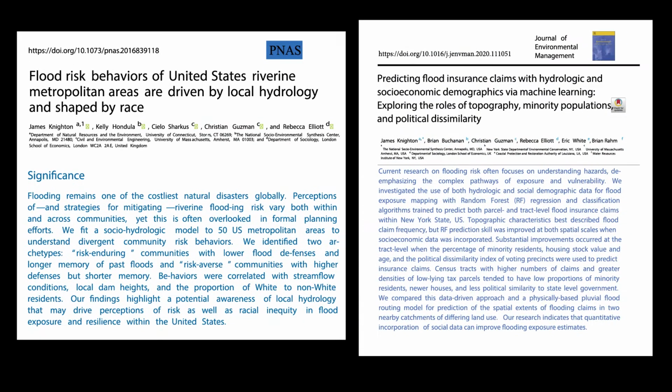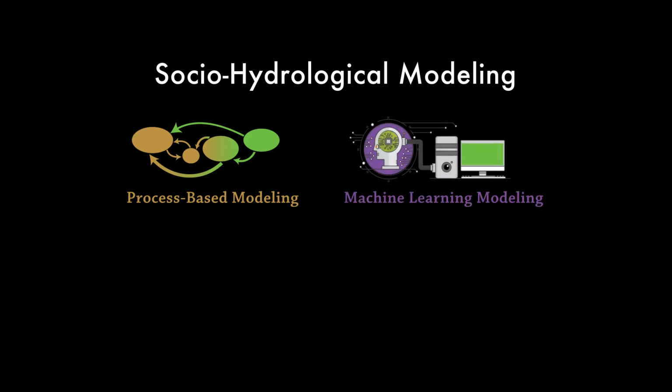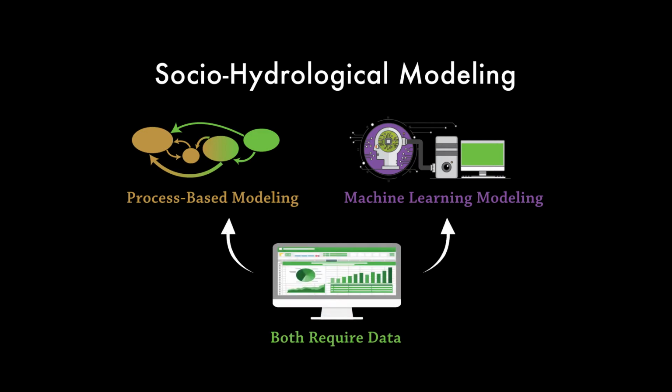Drawing on two papers that use different approaches to explore social dimensions associated with flooding risk and losses, this video covers four related topics. First, you'll hear about using a generalized, process-based modeling for simulating community responses to infrequent disasters. Second, we'll discuss the use of a machine learning modeling approach to relate disaster and loss to socio-economic conditions. Next, we'll discuss very briefly what significant amounts of data are needed for both of these modeling approaches.